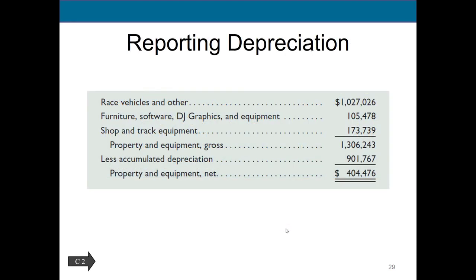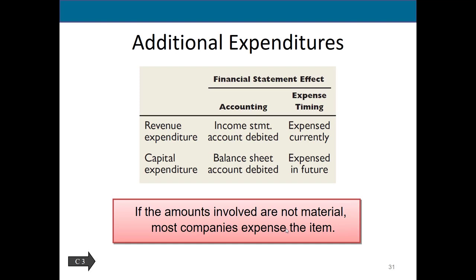All right, reporting depreciation. You'll see that typically when we report it, we list it by its different class. We've got race vehicles, then we've got furniture, software, and equipment. We've got shop and track equipment. So we typically do go and classify that some kind of way, categorically. Then you'll see that we have our total property and equipment. Then we take out our accumulated depreciation to give us a net value. What about additional expenditures? Do you think you ever have to do anything to an asset to keep it going?